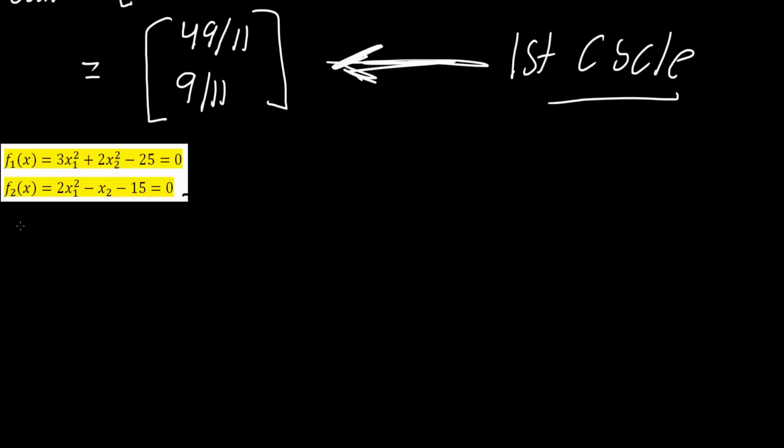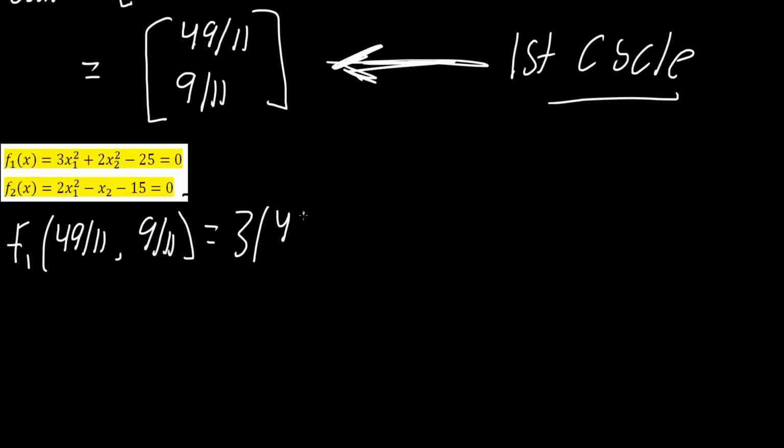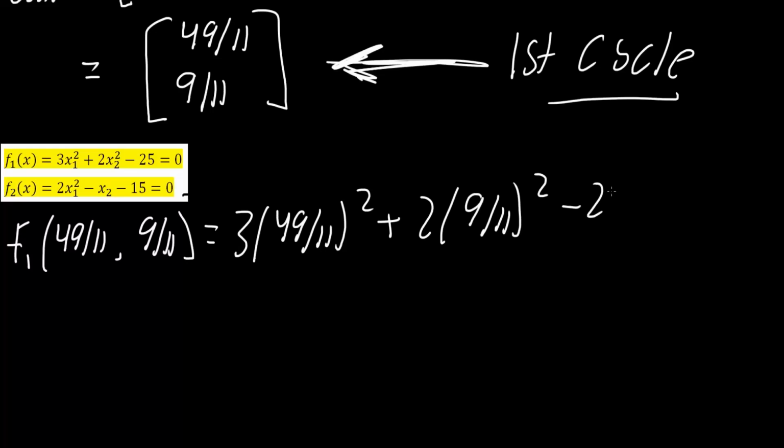Now the first step that we could do for this part is write f1. Last time we did 1 comma 1 because that is what we were initially given. But now we have 1 cycle and we had 49 over 11 and 9 over 11. So we will be using that information, comma 9 over 11. And this is going to equal, we just apply it to these 2 equations. So 3 parentheses 49 over 11 squared plus 2 parentheses 9 over 11 squared minus 25, and we would get 4,340 over 121.